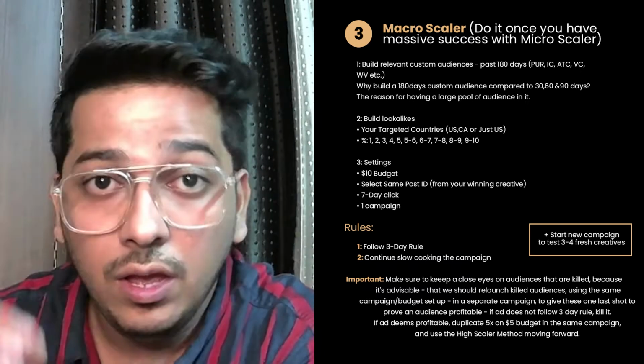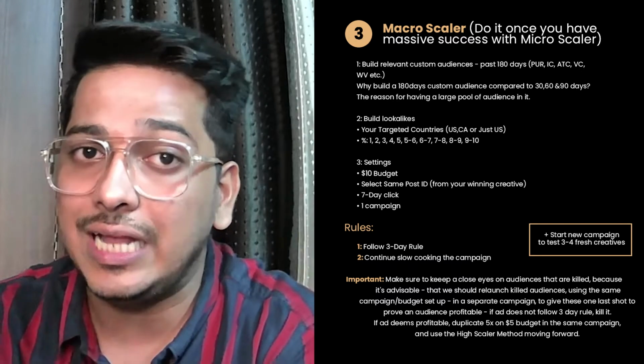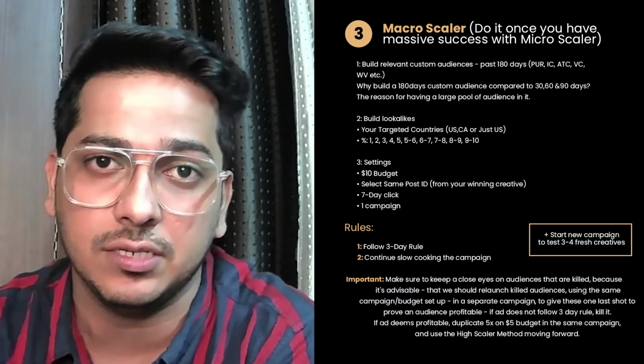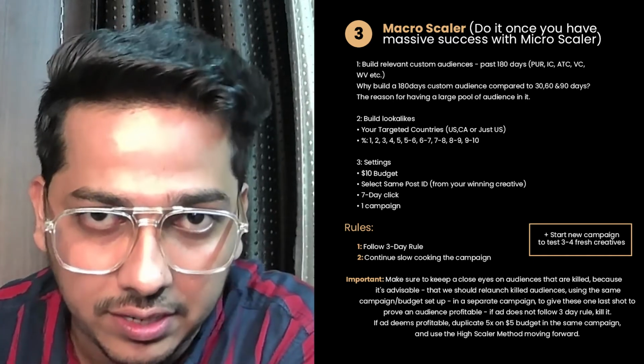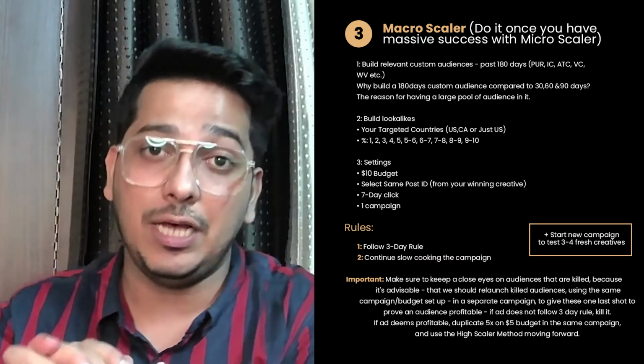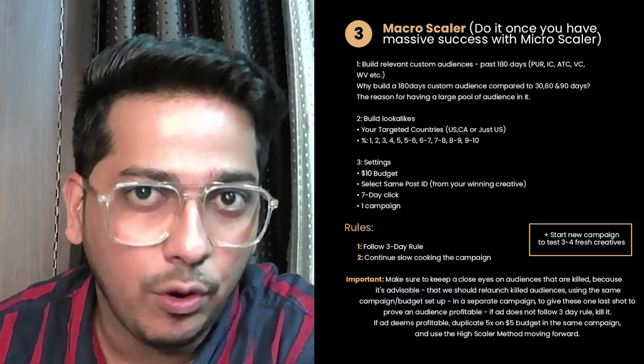Because of the budget. Because in the micro scaler you were spending $1.5 on each ad set, and now in the macro scaler you are spending $10 on those same audiences. That's the main reason you should be testing on the 3-day rule. Getting my point? And the best part over here is to let it run for slow cooking. Getting my point? 3-day rule.